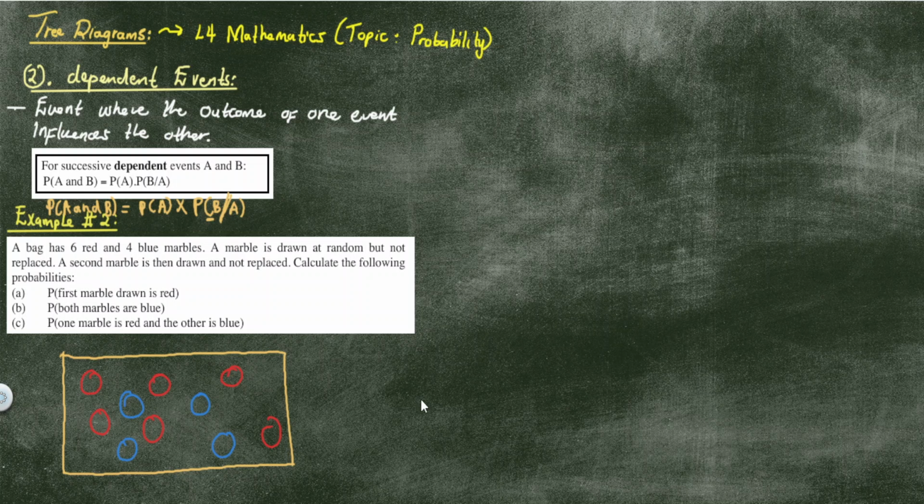Let's say, for instance, the first marble that was drawn is red. We keep it. We don't put it back into that bag. Then you choose another marble. Let's say, for argument's sake, you take another red for the second draw.